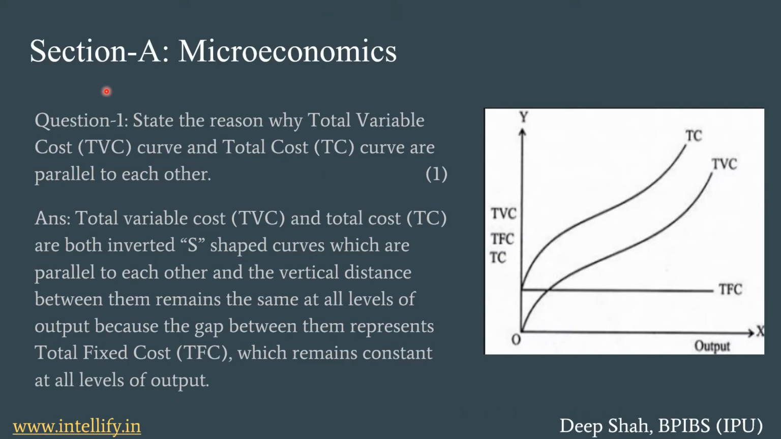So we will start with section A, microeconomics. Question 1. State the reasons why total variable cost and total cost curves are parallel to each other. Answer. Total variable cost and total cost are both inverted S-shaped curves which are parallel to each other, and the vertical distance between them remains the same at all levels of output because the gap between them represents total fixed cost TFC, which remains constant at all levels of output.